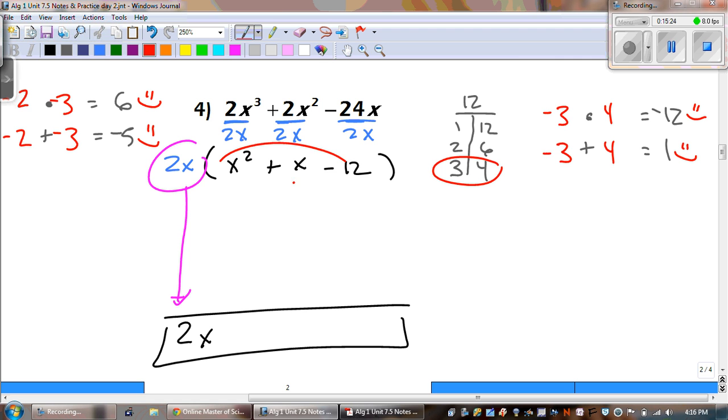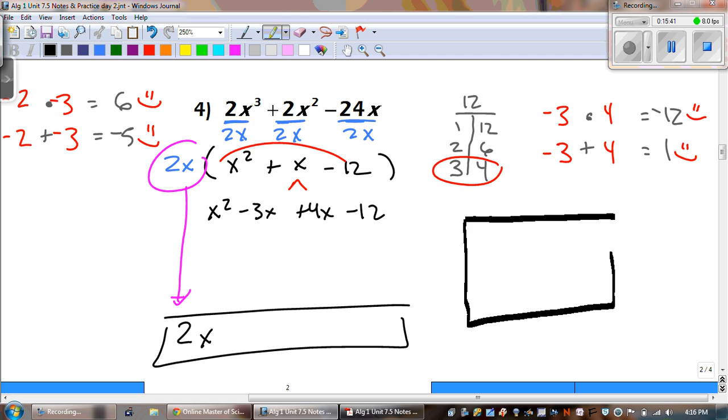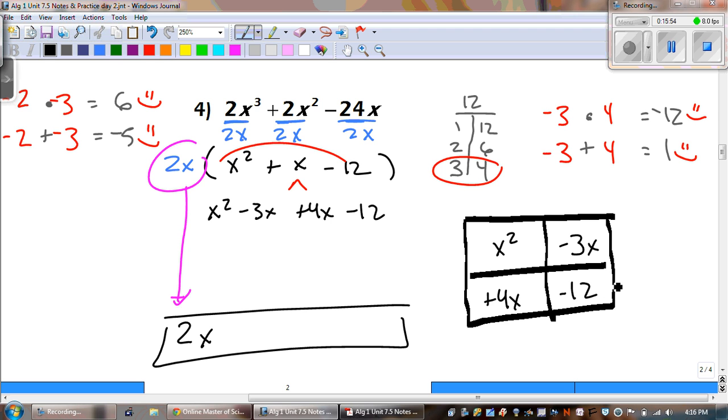Since when we're adding, we need a positive 1, that means our 3 has to be negative. Okay? So when we split that middle term, we would have x squared minus 3x plus 4x minus 12. If you guys want to continue doing splitting the middle term, go ahead. I'm going to come over here and do the box method. And I'm just going to write my terms one box at a time. The x squared minus 3x plus 4x minus 12. Okay?